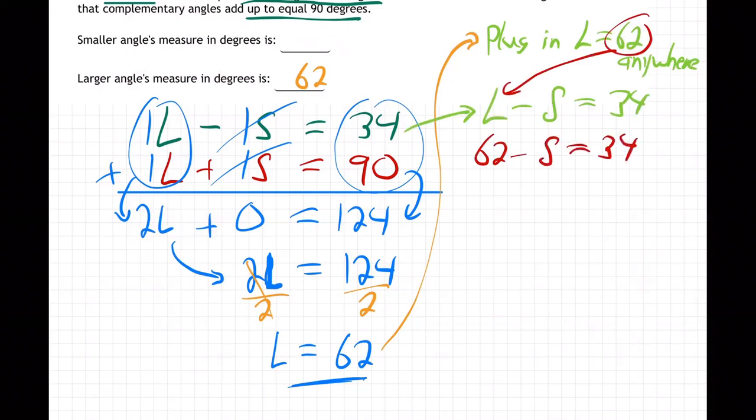Really, you could just subtract from 90. Yeah, that'd probably be easier. Right? They add up to be 90. Just subtract from 90. That'd be easier than what I'm doing right now. But I'll just finish up.